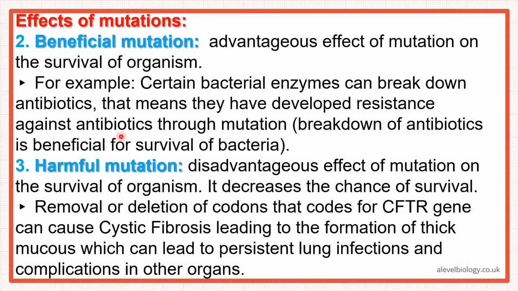Second type of mutation is beneficial mutation. So beneficial definitely means it is advantageous, right? It has an advantageous effect on the survival of an organism. So for example, in certain bacteria, the enzymes can break down the antibiotics, right? This means that they have developed resistance against the antibiotics due to mutation.